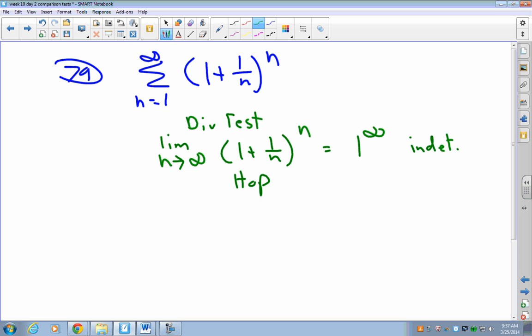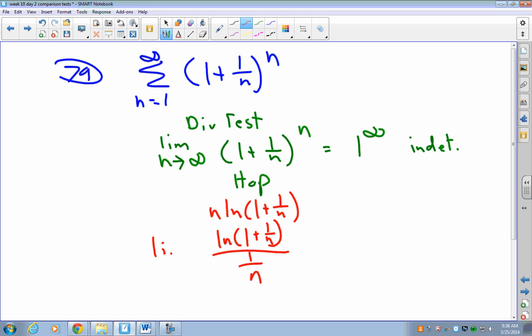Log it first. So if I'm going to go into the log world, I get n ln of 1 plus 1 over n. You guys okay with that? Because that n falls down when you take the log. Then I would go with ln of 1 plus 1 over n all over 1 over n. Let's check now what happens. ln of 1 is 0, and 1 over infinity is 0. Still L'Hopital.